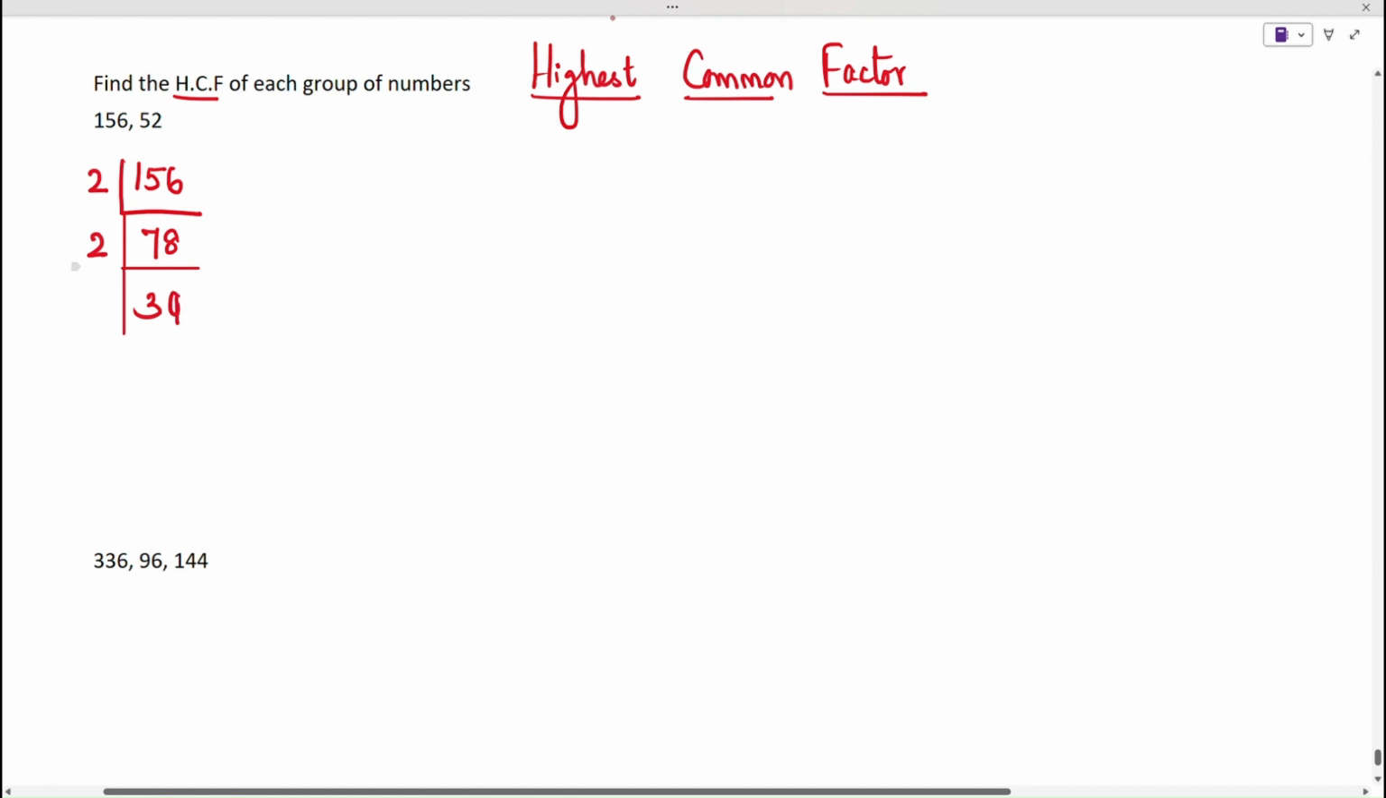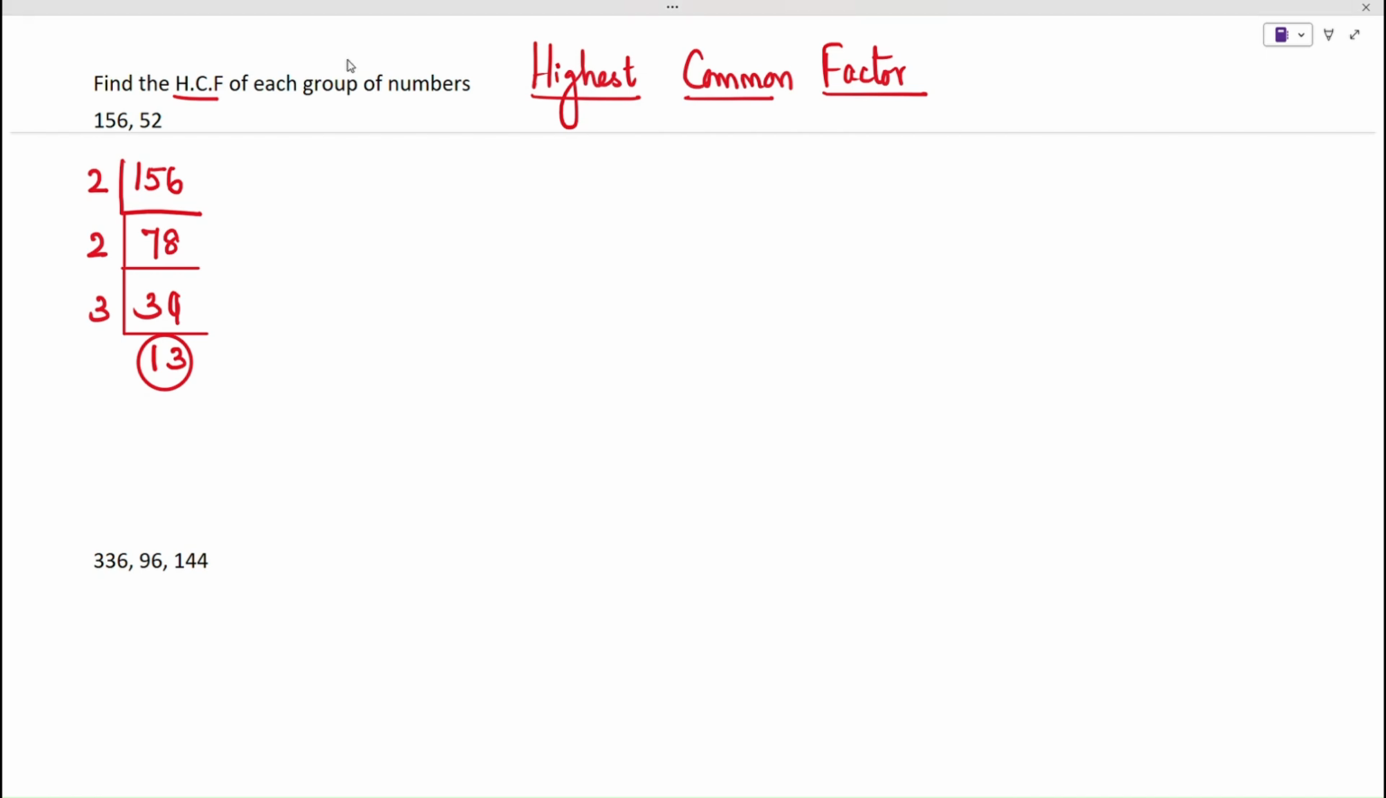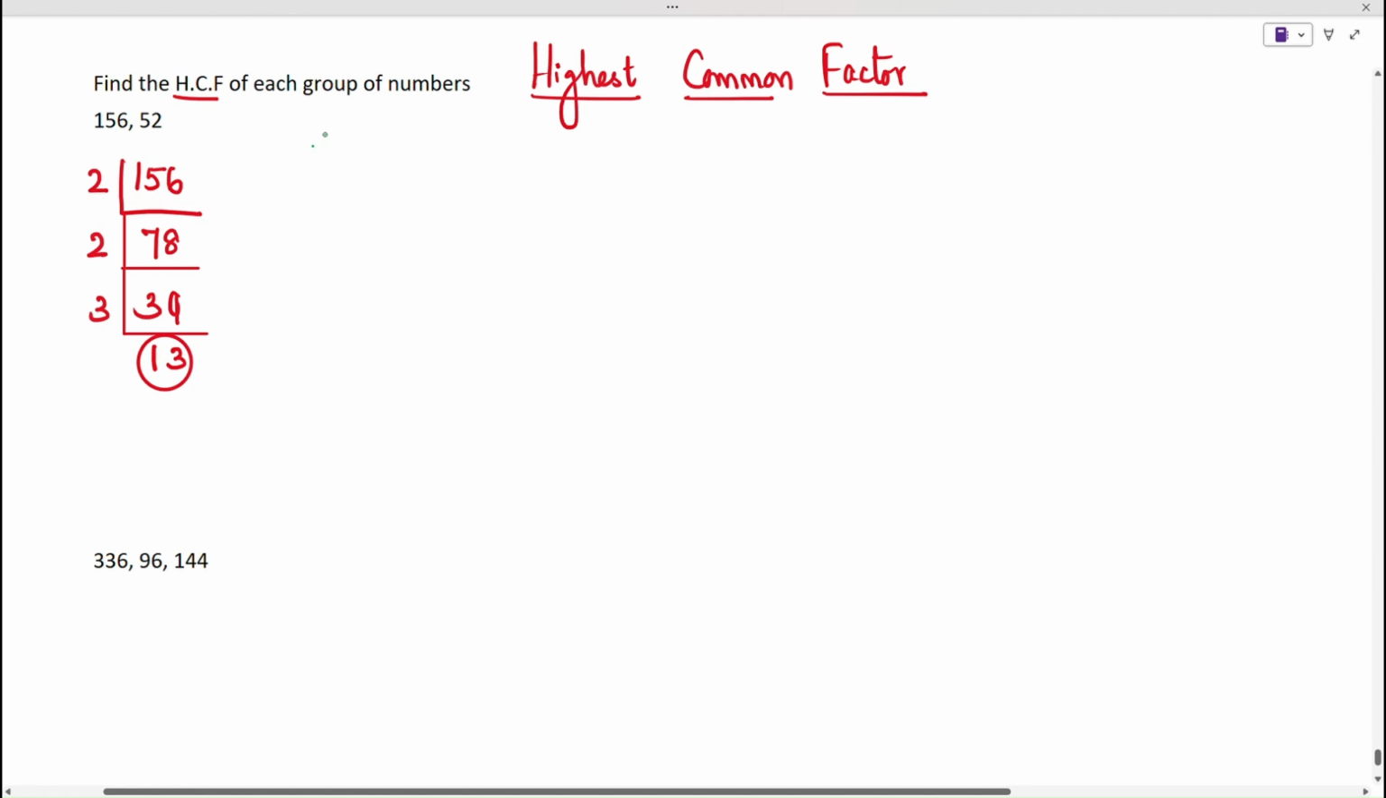Now 39 here is not an even number, but we can easily see that it is a multiple of 3. So we can take 3 as another prime factor. 39 divided by 3 is 13. And we know that 13 is a prime number and it has no other factors other than 1 and itself. So we can write 156 in the product of its primes as 156 is equal to 2 times 2 times 3 times 13.